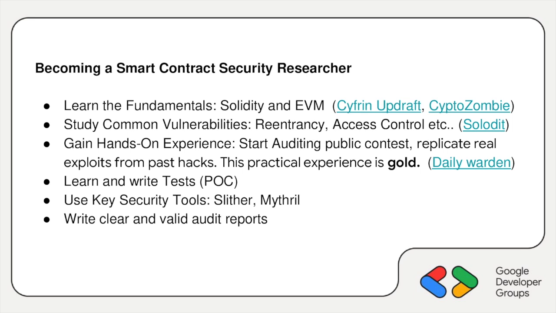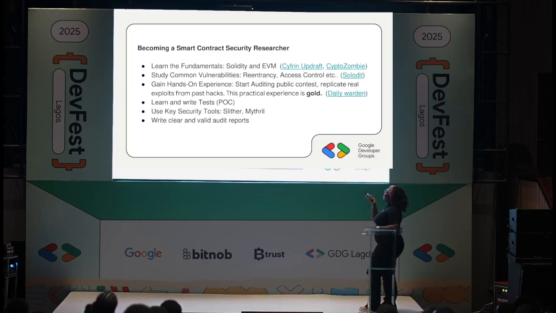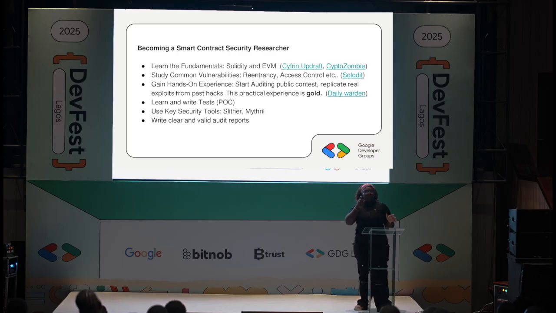Then gain hands-on experience. You start auditing public contests and replicate real exploits from past attacks. You read a report on Solodit, and just like we've demoed today, you see that there's a reentrancy and you understand it already. So the next thing is to gain practical experience. This is gold. You can see that I wrote gold in capital letters because we're talking about open-source Web3. This is the openest, if there's any word like that, of open source, right? Because as a researcher, there's no gatekeeping.